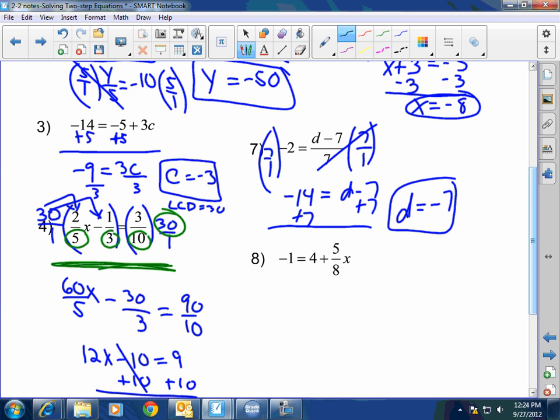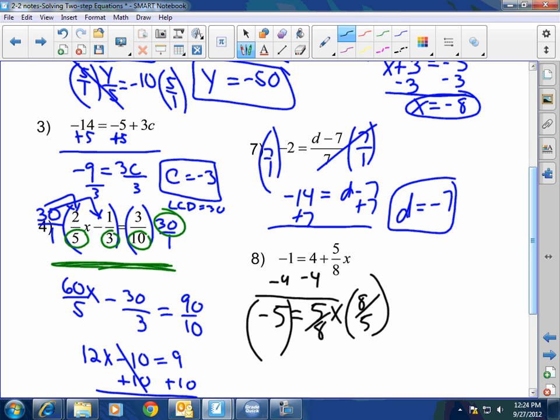But what I would have done, me personally, is subtract 4 to both sides. Got negative 5 equals 5/8 x. Multiply by the reciprocal. So 5 goes into 5 one time. 5 goes into negative 5, negative 1 times. Negative 8 equals x. It's a lot easier, in my opinion.